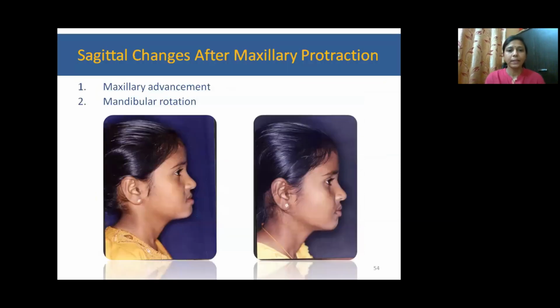So what sagittal changes do we expect after the maxillary protraction? There will be some maxillary advancement along with some mandibular rotation. So with maxillary advancement, we are going to correct the maxillary deficiency, and the mandibular rotation in a backward and downward direction will also help to reduce the appearance of class 3 malocclusion.